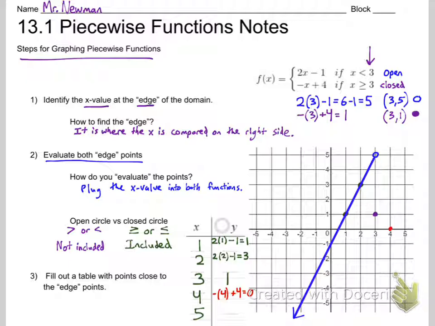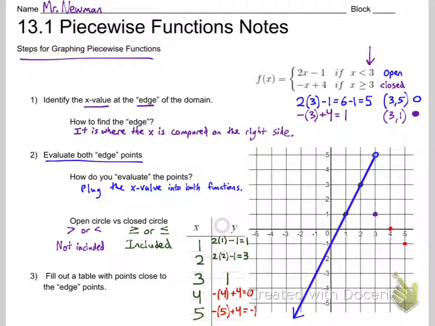Again, we want to check 5. Is 5 less than 3? Or is 5 greater than or equal to 3? 5 is greater than or equal to 3, so we're again going to use negative x plus 4. And when you do that, you get negative 1. So the point is (5, negative 1).